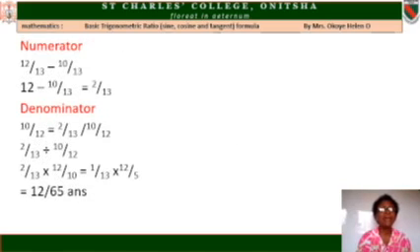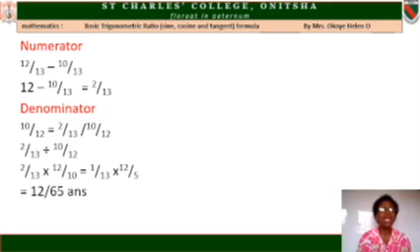We solve the numerator first. The LCM is 12. 12 minus 10. 13 into 13 is 1, 1 times 12 is 12. 13 into 13 is 1, 1 times 10 is 10. 12 minus 10 is 2. So 2 over 13. Then the numerator is 2 over 13 and the denominator is 10 over 12.